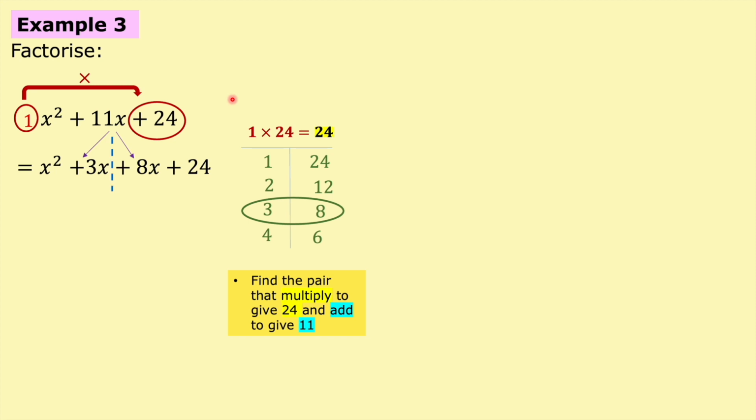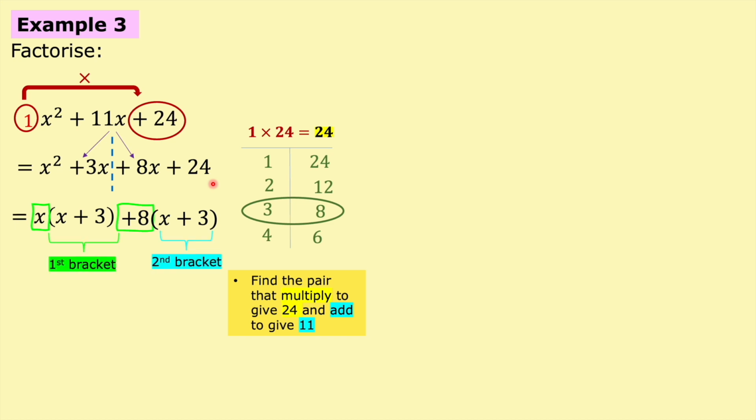Split that expression straight down the middle, factorise the first half using a common factor, so we're going to take x outside of our bracket, to get x bracket x plus 3. And then we're going to take 8 outside of our brackets for the second half, 8 bracket x plus 3, making sure that these two brackets are the same. If they're not the same, then you've made a little mistake somewhere. Then identifying our first bracket, which is x plus 8, and then our second bracket, which is x plus 3. Then rewrite those brackets, and that is your final answer.